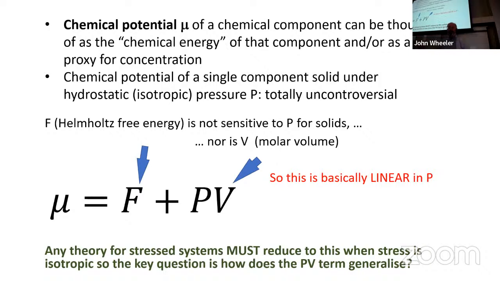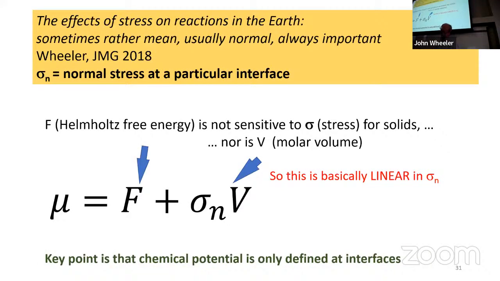Now, notice what I've written there. The next equation will have stress in it, but it looks the same, right? The only thing we've changed is one symbol. We've now got this normal stress. The normal stress is the force across a particular interface. So it looks like it's a trivial change, but it really isn't.